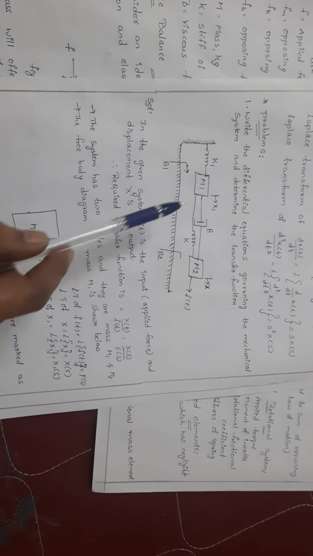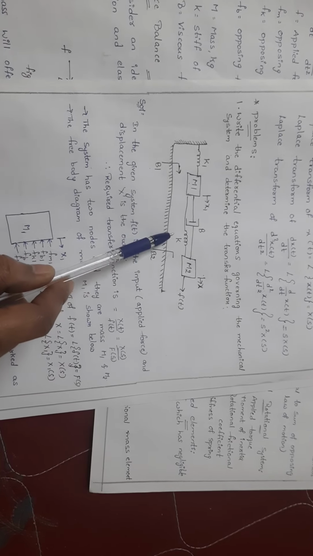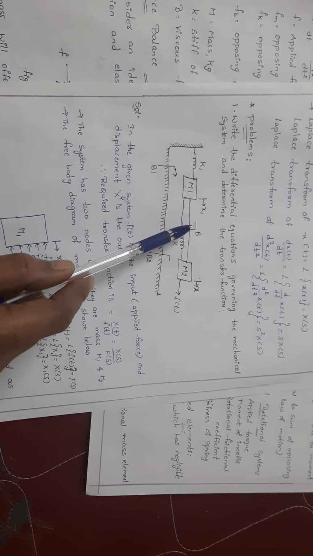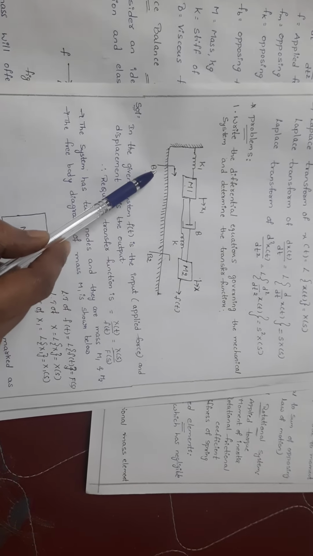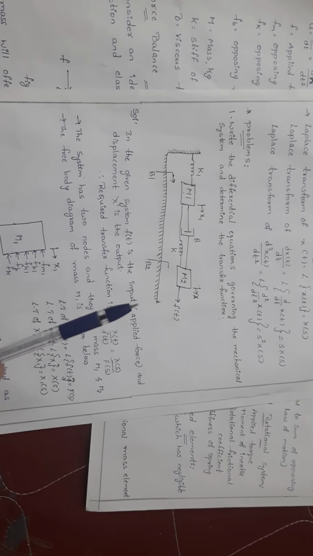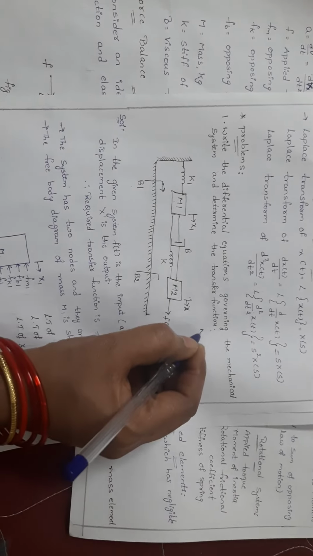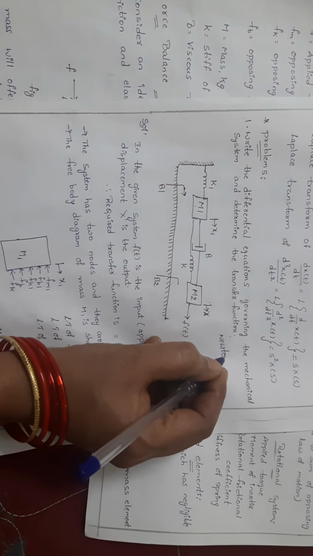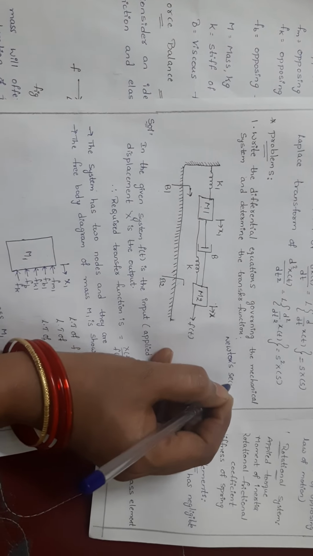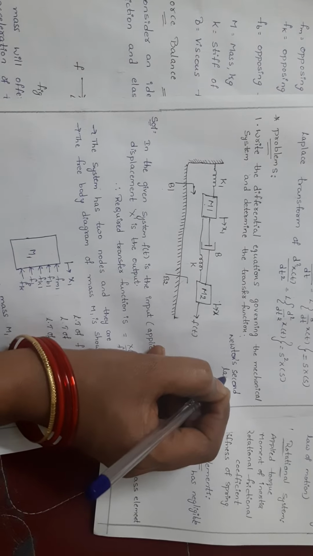This is for mathematical writing purpose, we are writing here. As usual, F m1, F b1, F k1, FB and FK. In total, how many terms should you write? 1, 2, 3, 4 and 5. Remember, in mechanical translational and mechanical rotational systems, we are using the law called Newton's second law of motion.